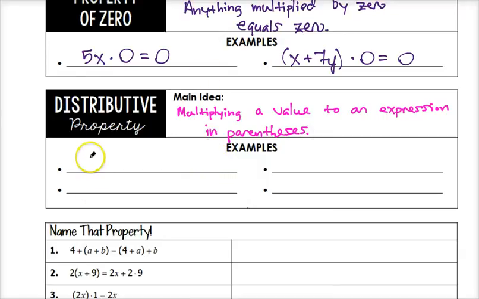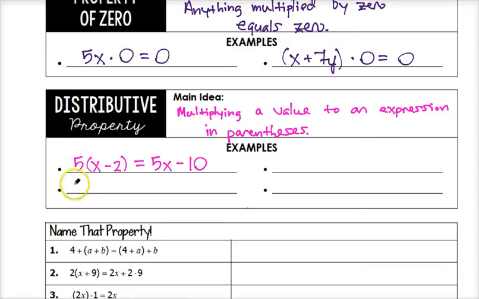Okay, so an example of the distributive property would be something like 5 times the quantity x minus 2. 5 times the quantity x minus 2 can be rewritten by taking the 5 and multiplying by both the x, which would be 5x, and the negative 2, and that would just be 5 times negative 2, which is minus 10. Okay, so that's what the distributive property says.